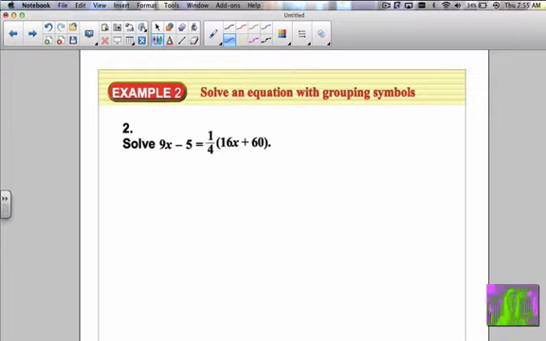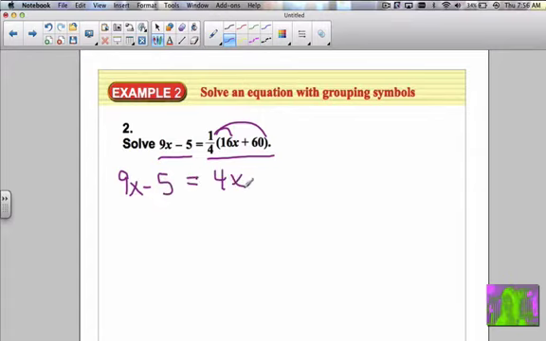All right, example 2. Looking at the left side, 9x minus 5 is as simple as it goes. However, the right side is not. So with the right side, it looks like I need to simplify by distributing that 1/4 through. So I'm left with 9x minus 5 on my left side equals 4x plus 15 on my right side.